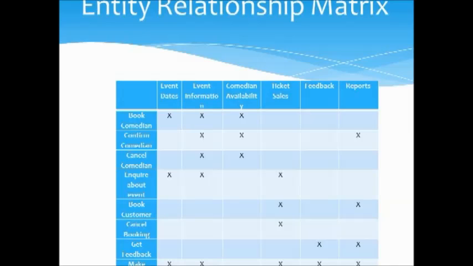Next one is book customer. Book customer has to look at ticket sales and the reports. Cancel booking has to look at ticket sales only. Get feedback has to look at the feedback, and has to write a report at the end. And make a report has to look at the event dates, event information, ticket sales, feedback and reports.